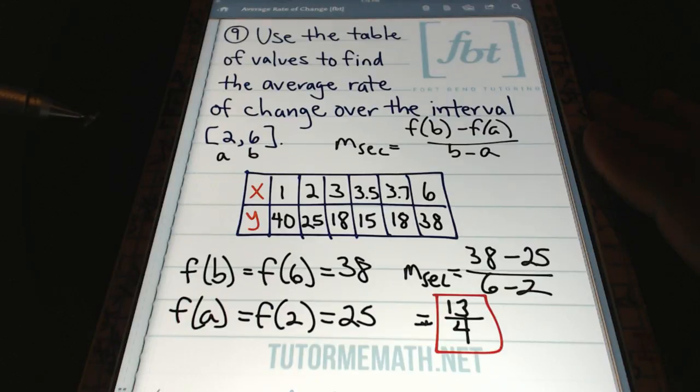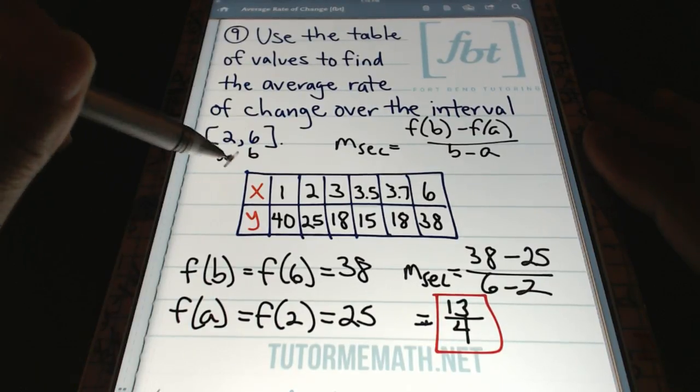So number 9, guys, we have 13/4 after using the table.